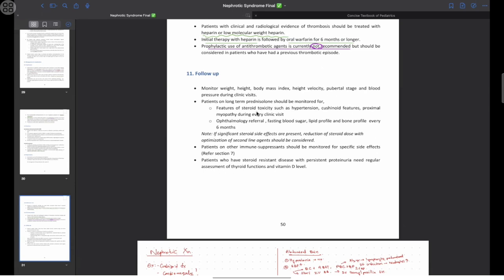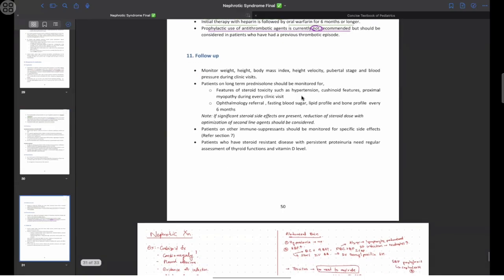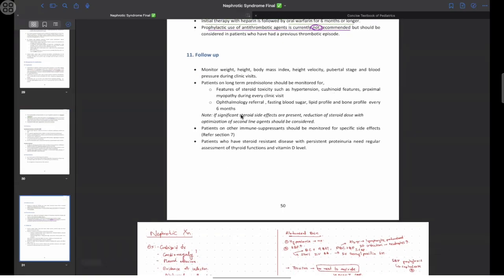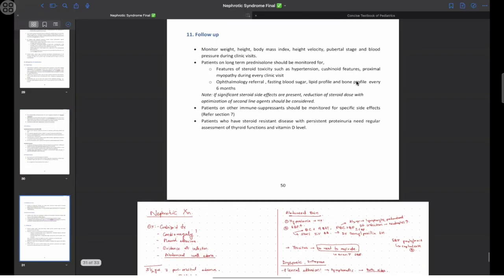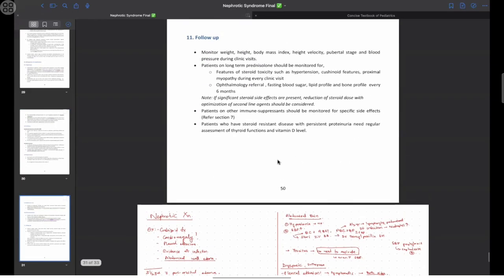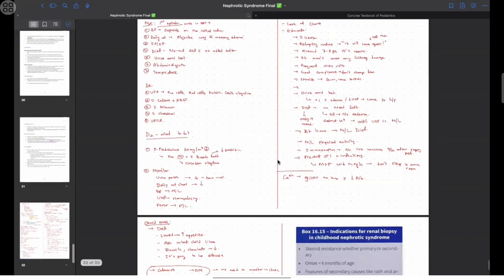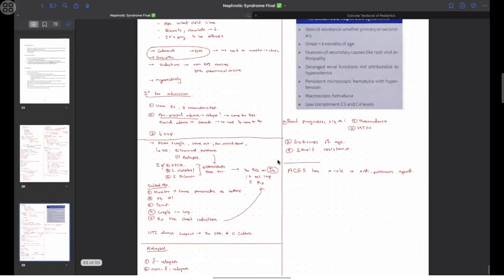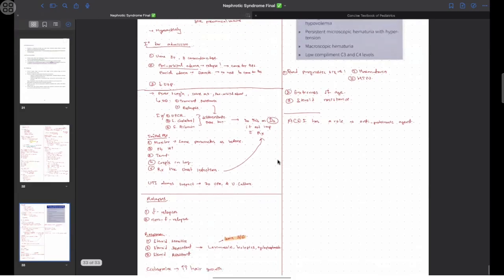You have to do eye screening to screen for cataract. Fasting blood sugar also because of the steroids, lipid profile because of the nature of the disease, and bone profile because of the steroids. Bone profile means we usually measure height. This is what they usually do, though they don't do bone profiles routinely.